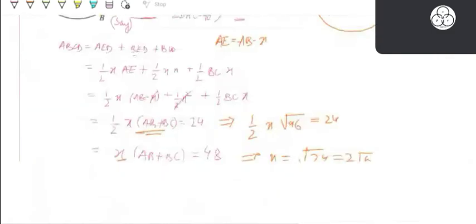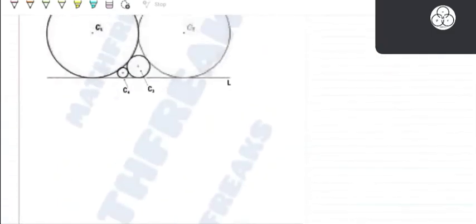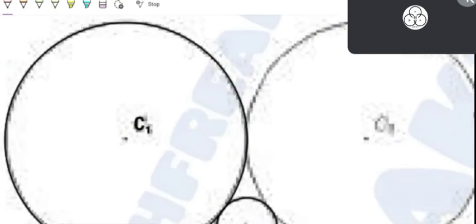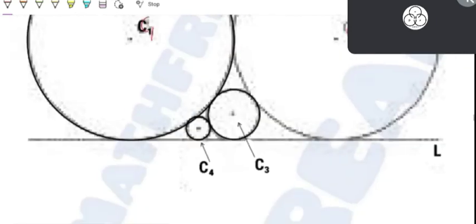Now we'll move on to the last question, and then we will solve the second question. So this is the last question. Okay, the figure is not on, we're not understanding the figure at all. Fine. This is the circle C1, this is C2, this is C3, this is C4. Now it's visible, right?